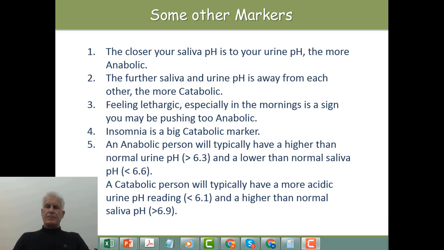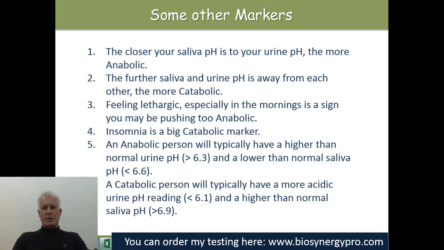This is why it's very rare for me to see true metabolic acidosis, which is basically systemic acidosis. It just doesn't happen. If it does, the person's probably in hospital because it's a very bad state. So usually when we see alkaline tissues, we'll see acidic urine, or when we see acidic tissues, we'll see alkaline urine. They sort of balance out. So a urine pH higher than about 6.3 and a lower than normal saliva pH, anything less than about 6.6, 6.5, is an indication that we're pushing more anabolic.